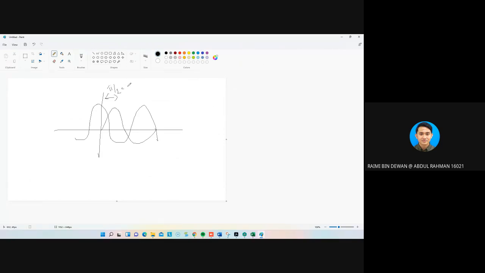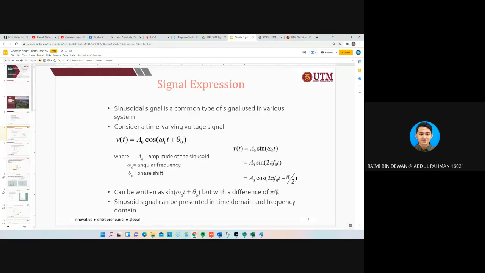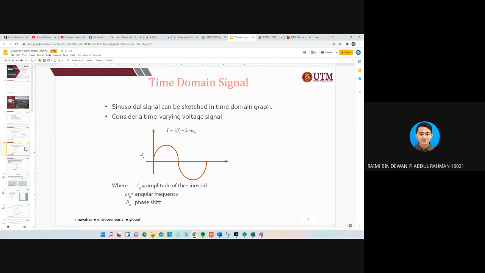So that's why when we want to convert from cos to sine, sine to cos, you need to consider this case, okay? We need to consider pi over 2. Pi over 2 is 180 over 2, which equals 90. A sinusoid signal can be presented in time domain and frequency domain. So depends, if the question asks you for time domain or frequency domain, okay? But it can be presented in either of them, okay?